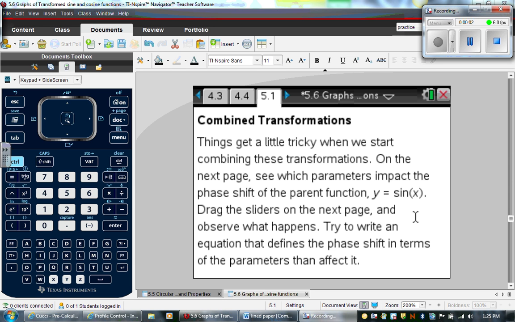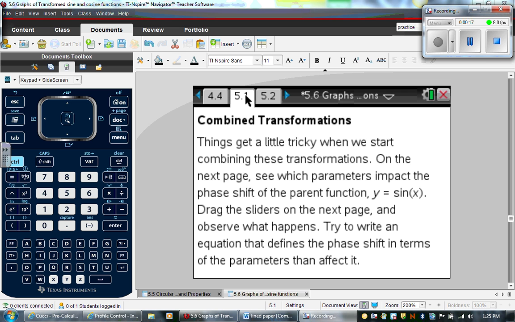This lesson is for Mrs. Cucci's College Now PreCalculus class. We are on lesson 5.6, graphs of transformed sine and cosine functions. So if you want to go ahead and open up to page 5.1 in your calculator, we can get started.